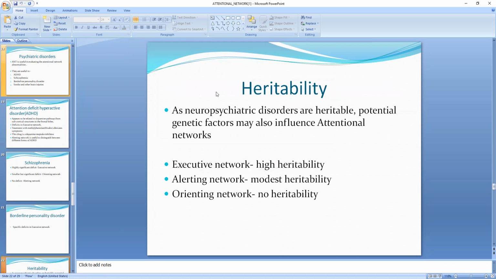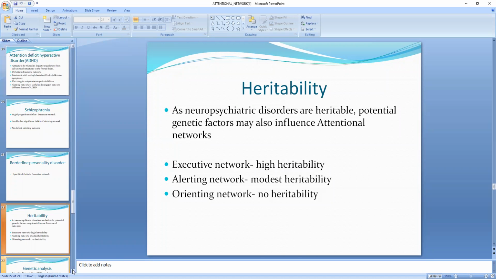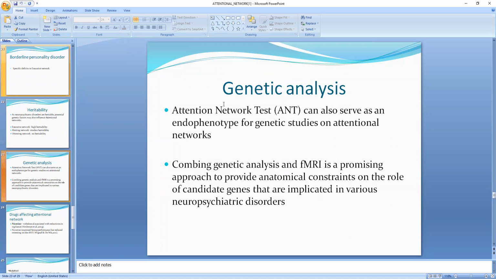Now, heritability. As neuropsychiatric disorders are heritable, potential genetic factors may also influence the attentional network. Executive networks are highly heritable. Alerting network, modestly heritable. Orienting networks are not heritable. In genetic analysis, the attentional network test can also serve as an endophenotype for genetic studies on attentional networks. Combining genetic analysis and functional MRI is a promising approach to provide anatomical constraint on the role of candidate genes that are implicated in various neuropsychiatric disorders.